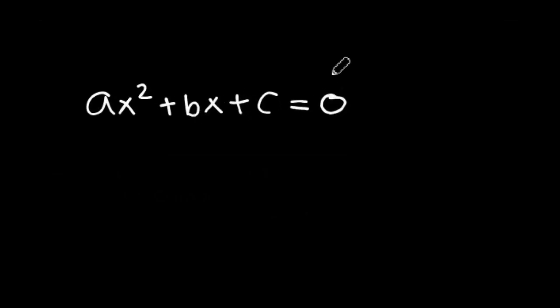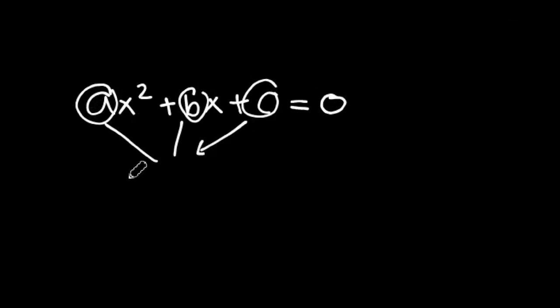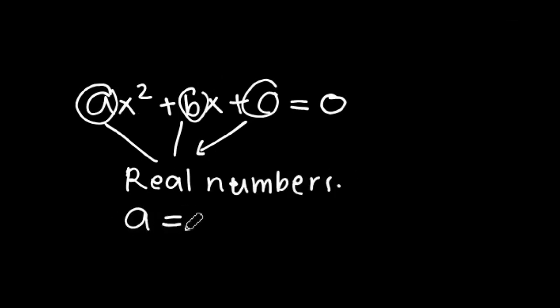To start with, a quadratic equation in one variable is an equation of the form ax squared plus bx plus c equals 0. However, the a, b, and c here are what we call the real numbers, where a is not equal to 0. Tandaan, si a ay dapat hindi equal sa 0. Otherwise, hindi na siya magiging quadratic equation.